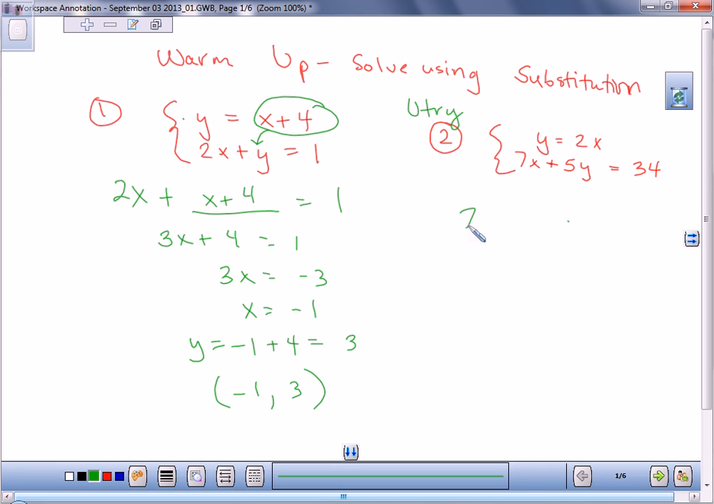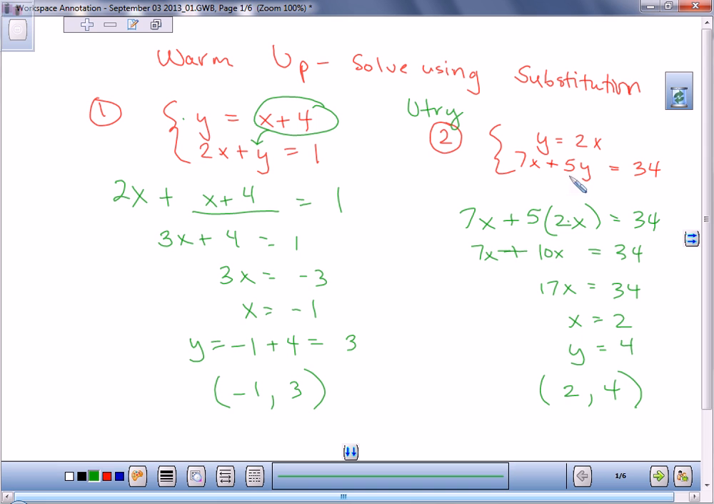So for this one, if we substitute in what y equals into the second equation, we get this. And 5 times 2 is 10x, and 10x plus 7x is 17x, and then 34 divided by 17 is 2. So those of you that looked at it and automatically knew x was 2 and that y was 4, you are correct.